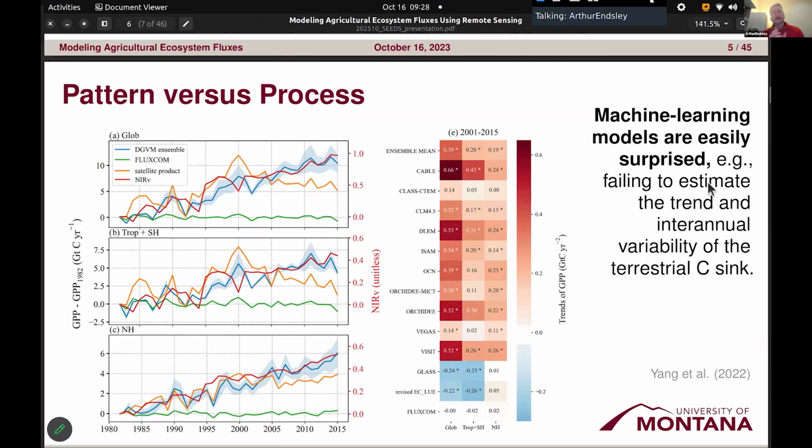And I think that process-based models have another advantage over pattern-based models or machine learning models, in that machine learning models are easily surprised. So this is one of my favorite examples from a recent study that compared different process-based models and machine learning approaches and satellite-based indices for their ability to predict the trend in global gross primary production and the global carbon sink, and in this case, the growth in the global carbon sink over time.